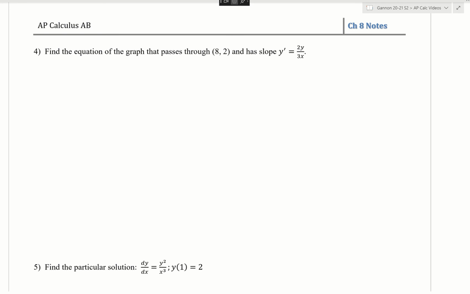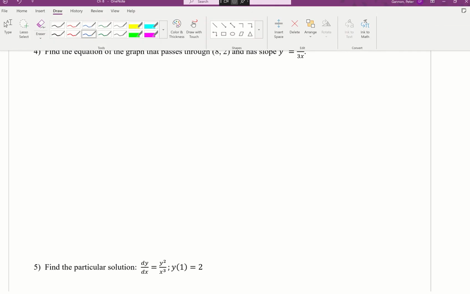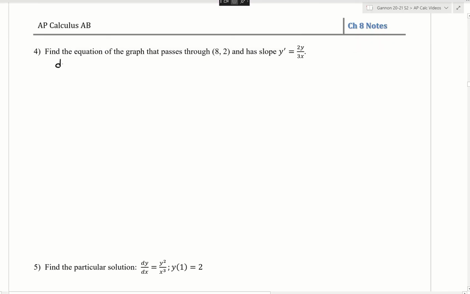So again, we want the equation of the graph. So it passes through a point, it has a given slope. We're going to go ahead and solve that differential equation. So let's think about what's going on here. All right, so y prime, well, pause the video, give it a shot on your own. And then y prime, we can, again, rewrite it as dy/dx equals 2y over 3x.